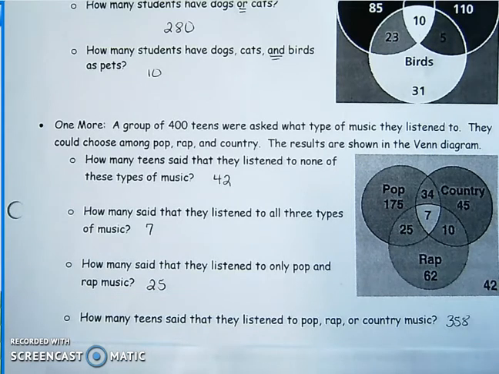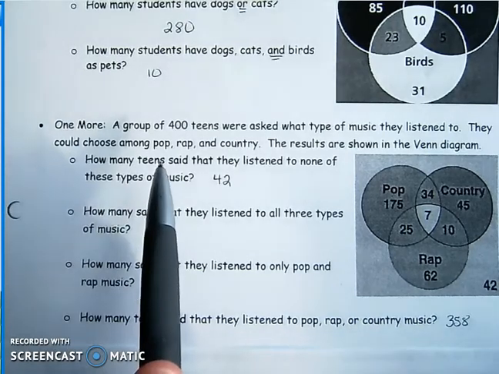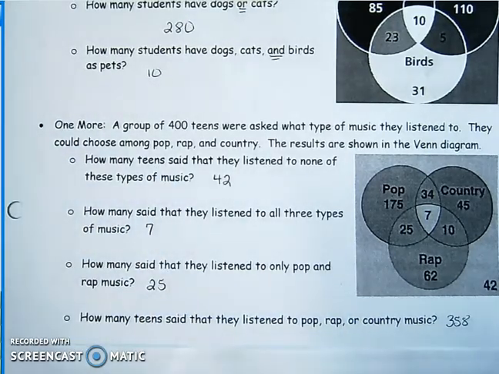How many teens said that they listened to pop, rap, or country? That's adding up all the bubbles, which is 358, or we know there's 400 teens total. We can just subtract the 42 that weren't in a bubble. Also gives us our 358.